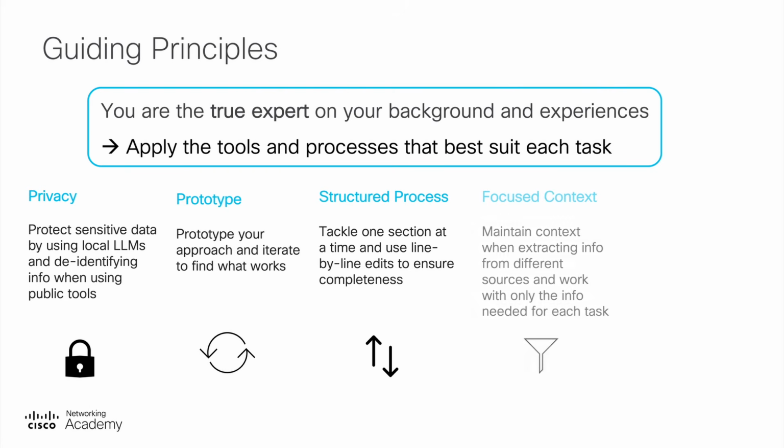Next is focused context. When you are extracting information from different sources, you want to make sure that the LLM won't accidentally assign accomplishments about one project to another different project. So you'll want to identify which accomplishments go with which project. You'll also want to only give the LLM the information it needs for a specific task. For example, if you're updating your experience at one specific company, you'll provide only the documents for that job, instead of trying to update multiple jobs or experiences in a single prompt.